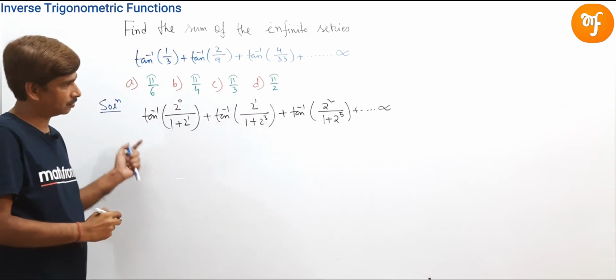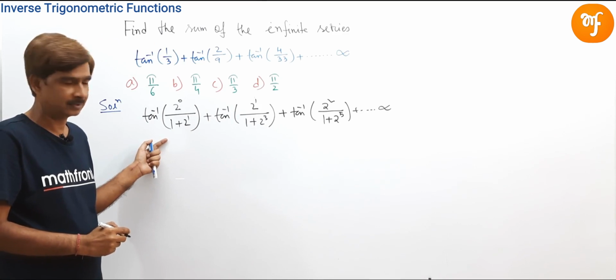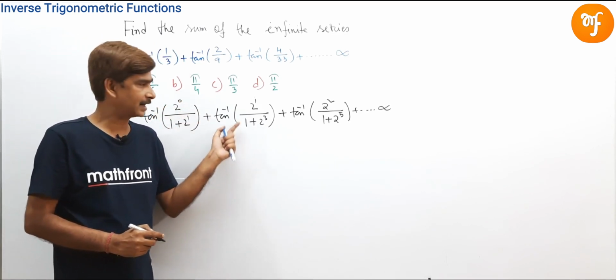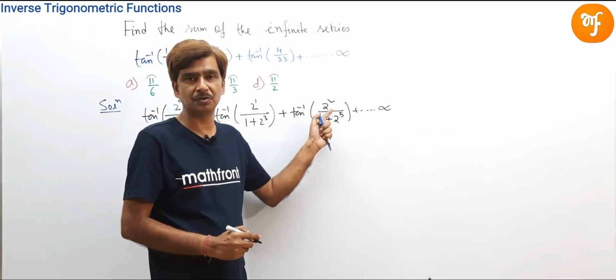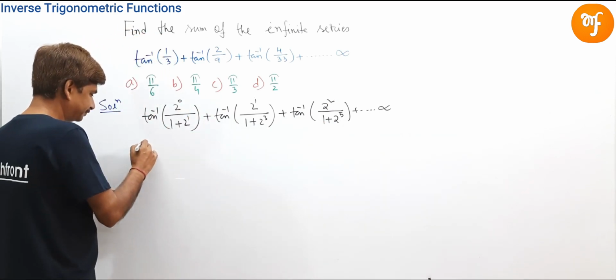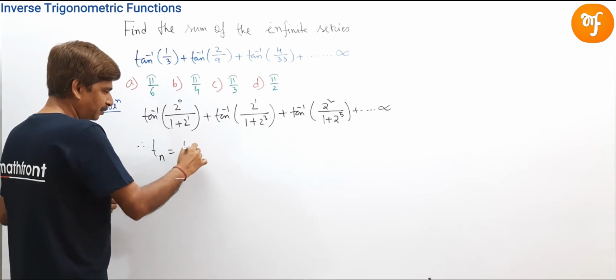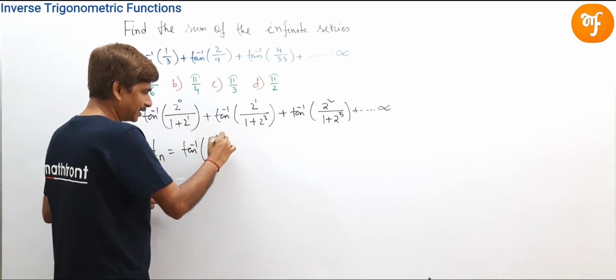Okay. So just look on the series. In the first term, at the numerator it is 2 to the power 0. In the second term, at the numerator it is 2 to the power 1. In the third term, at the numerator it is 2 to the power 2. So in the nth term, we can say nth term will be tan inverse of, at the numerator it is 2 to the power n minus 1.